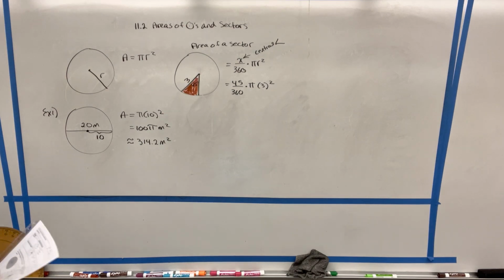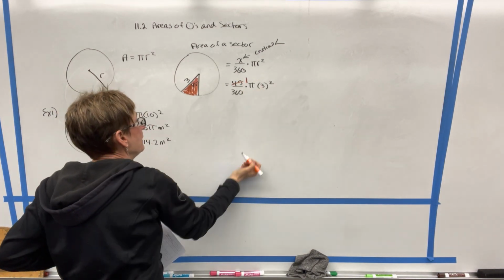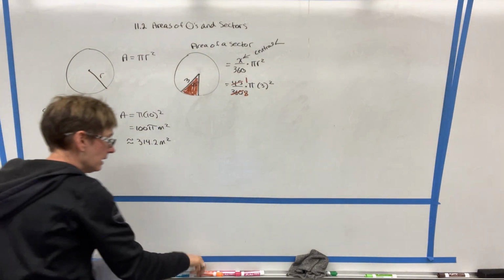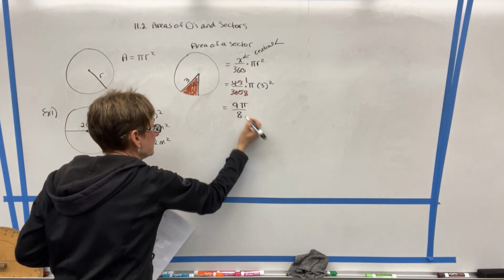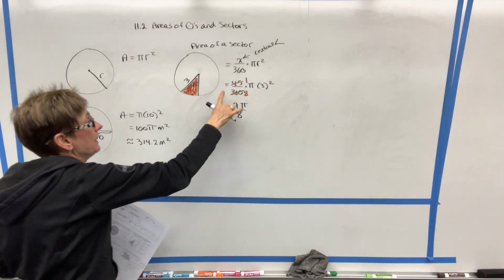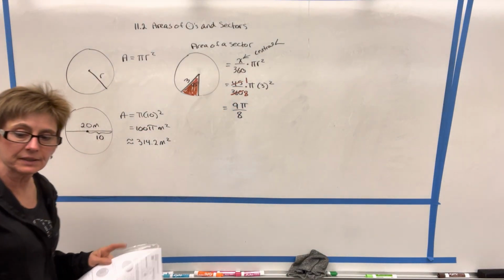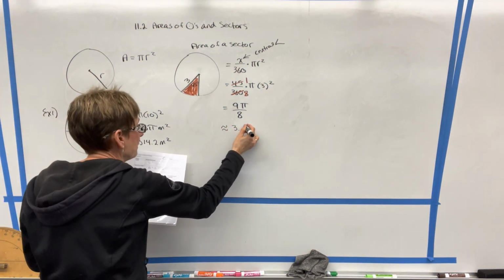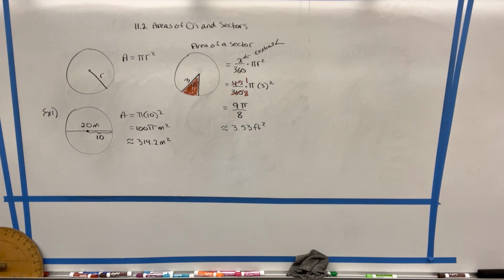Now, 45 goes into 360 8 times. So I can take 45 divided by 45 and get 1, 360 divided by 45 and get 8. 3 squared is 9, so this is 9 pi over 8. If we want, we can turn that into a decimal. We could have done that up here if we wanted. Just take 45 times pi times 9 and divide by 360. Or if we want to just take 9 times pi and divide by 8, either way, we should get 3.53 feet squared. On your SAT exam, they're going to leave the exact answer.